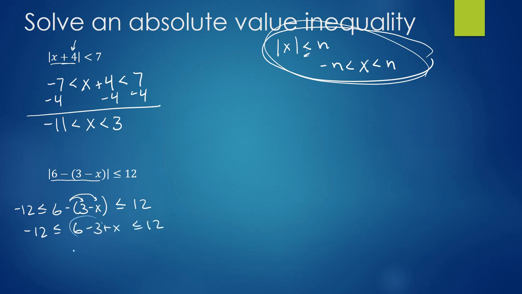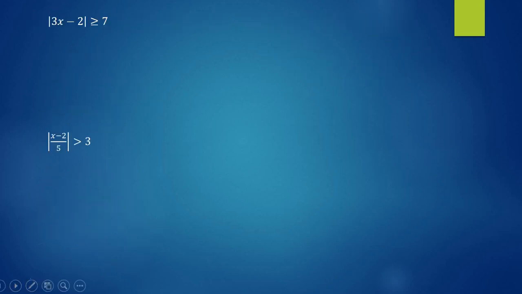Now I'm going to combine my like terms. Negative 12 is less than or equal to 3 plus x. Now I've got to subtract 3 from all my pieces. Negative 12 minus 3 is negative 15. 12 minus 3 is 9. Okay? All right, let's try our greater thans.